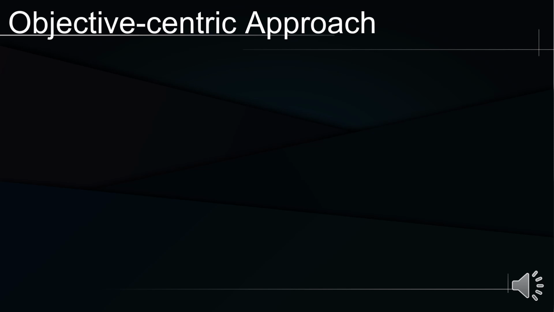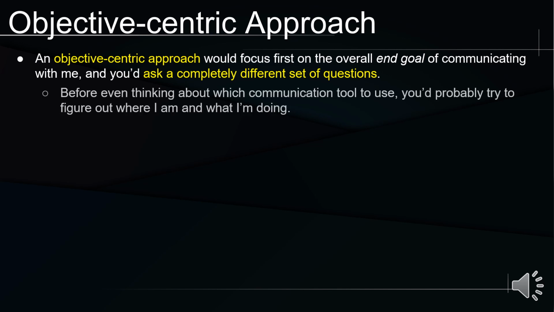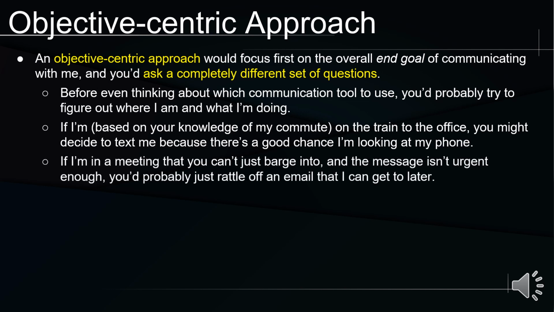So what would an objective-centric approach look like in the same scenario? An objective-centric approach would first focus on the overall end goal of communicating with me. And I think that would mean that you'd ask a completely different set of questions when determining what to do. Before even thinking about which communication tool to use, you'd probably try to figure out where I am and what I'm doing. Based on your knowledge of my commute on the train to the office, you might decide to text me because there's a good chance I'm looking at my phone, as we all do when we're on the train these days. If I'm in a meeting in the office that you just can't barge into, and the message isn't all that urgent, you'll probably just rattle off an email that you know I'll get to later when I get out of the meeting.